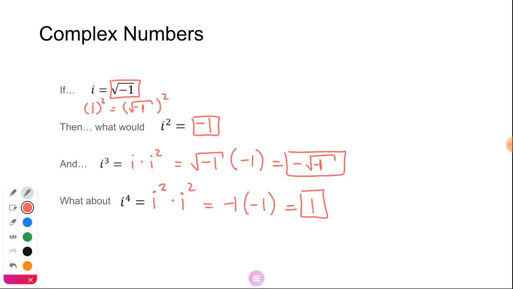So again, we have that i is equal to the square root of -1. i squared is equal to -1. This one is i cubed is equal to negative square root of -1. And i to the 4th is equal to a positive 1.